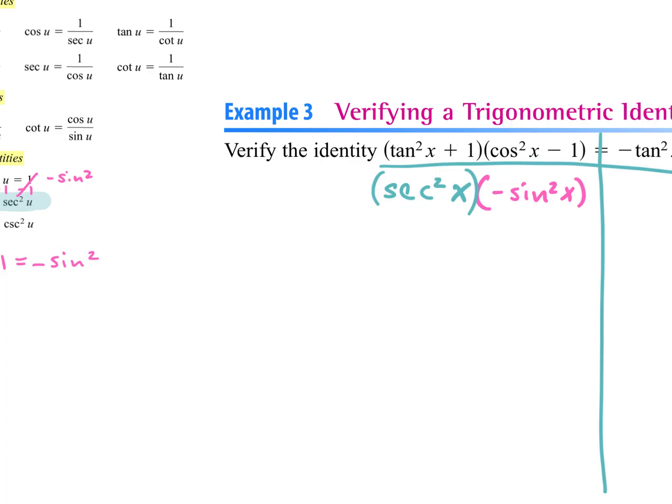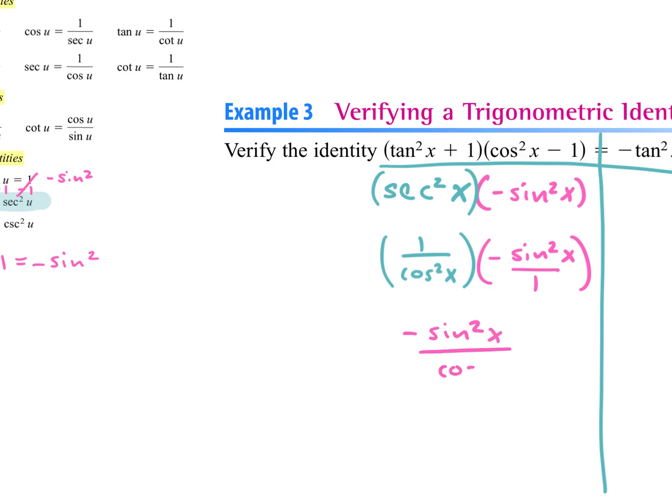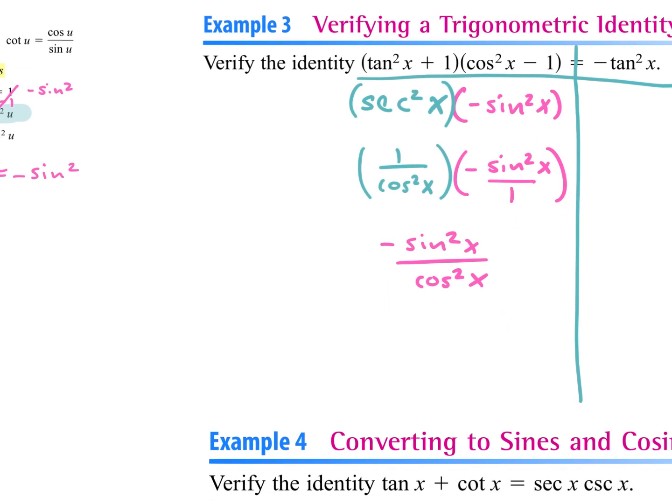What could we do next? Awesome, I can change secant squared to be 1 over cosine squared. And that's still times negative sine squared. What could we do next? Multiply them together. So I could make it negative sine squared over 1. Multiply straight across, we get negative sine squared over cosine squared. What is sine over cosine? Tangent. Awesome, so this would be negative tangent squared, which is what we were trying to simplify to.